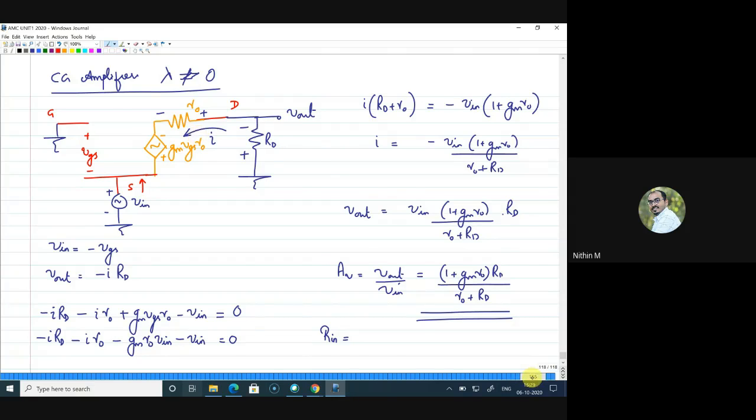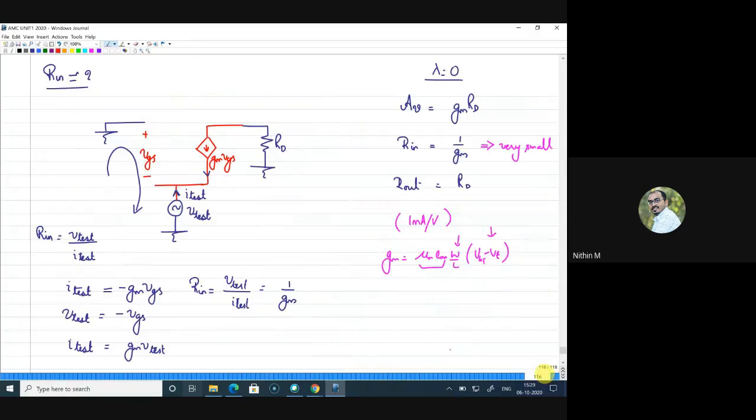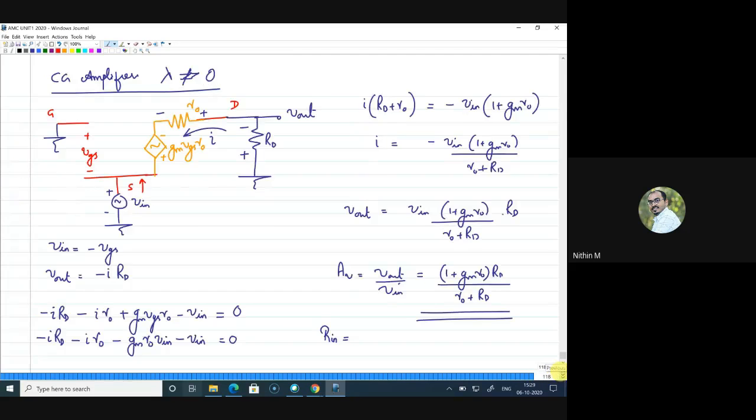So how did we find input impedance in the previous case? In the previous case, we applied a test voltage here, and we wrote what is V test by I test. The same way we can follow here as well. So what we will do, assume that in place of V in you have applied a V test and the current is I test, and current is in this direction. Now when you evaluate V test by I test, it will be same as this.